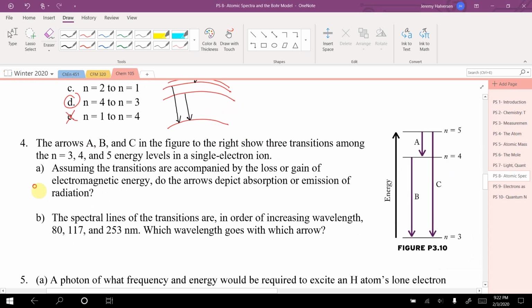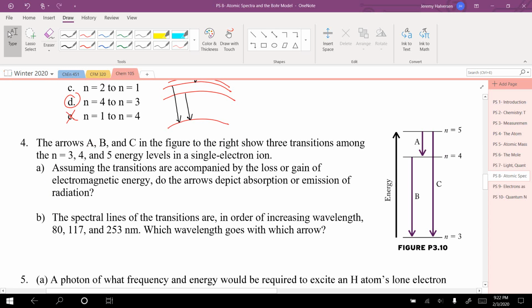So, a couple more intuition questions here on number 4. The arrows A, B, and C in the figure on the right show 3 transitions among the n equals 3, 4, 5 energy levels in a single electron ion. Assuming that they're accompanied with the loss or gain of electromagnetic radiation, meaning these transitions emit photons, do the arrows depict absorption or emission? Well, emission. Why? Well, they're going down, they're losing energy, the energy has to go somewhere, it leaves in a photon.